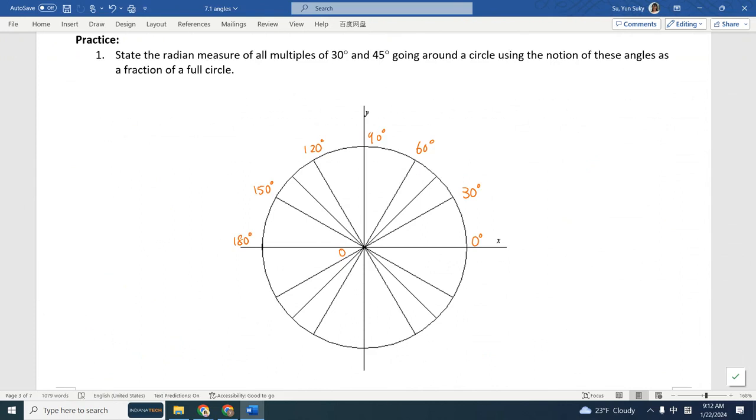And then 180 plus 30. 210. Yes. And then 210 plus 30 degrees. 240. 240 plus 30 degrees. 270. 270 plus 30 degrees. 300. Sorry. 300 plus 30 degrees. 330. And then 330 plus 30 degrees.